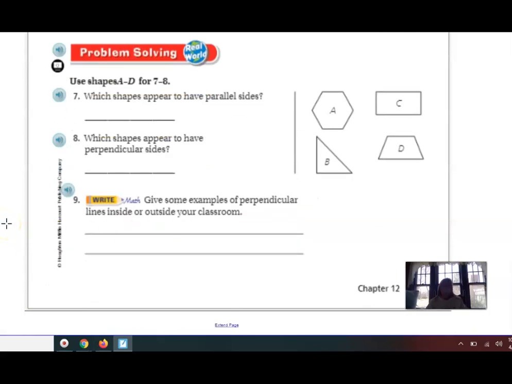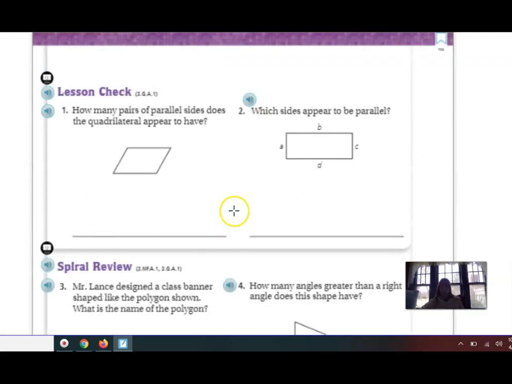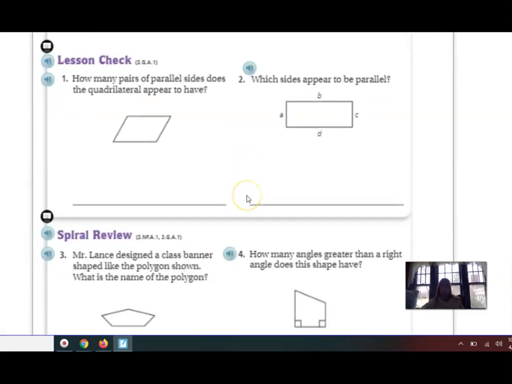Number 7 was A, C, and D. Number 8 was B and C. Give some example of perpendicular lines outside or inside your classroom. Hopefully you're looking at your house, your windows, your door frames, maybe the table you're working at. And then we go to our lesson check. Hopefully you finished this while you paused the video.